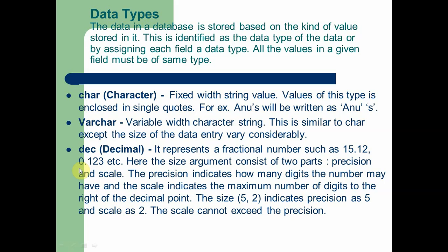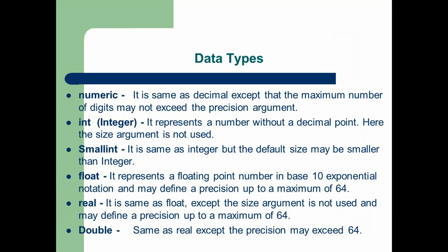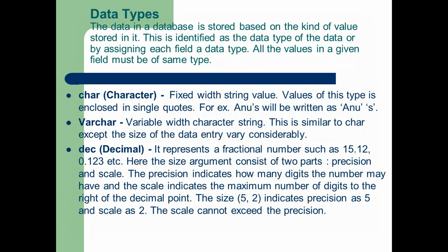So there are many different data types. Number one is char, second varchar, third decimal, fourth numeric, then int, smallint, float, real, and double. These are some of the data types which you are going to use in these SQL commands. So first one, char, is a fixed-width string value. Values of this type are enclosed in single quotes. For example, Anus will be written as 'Anus'. Here you can see we are using single quotes for giving input in this type of data type, used to give characters.